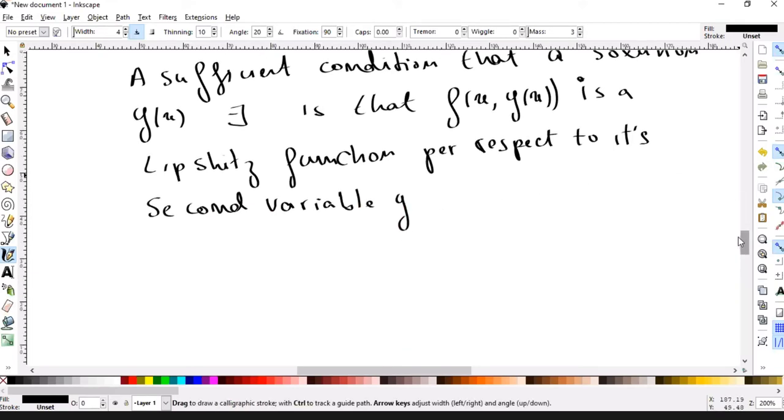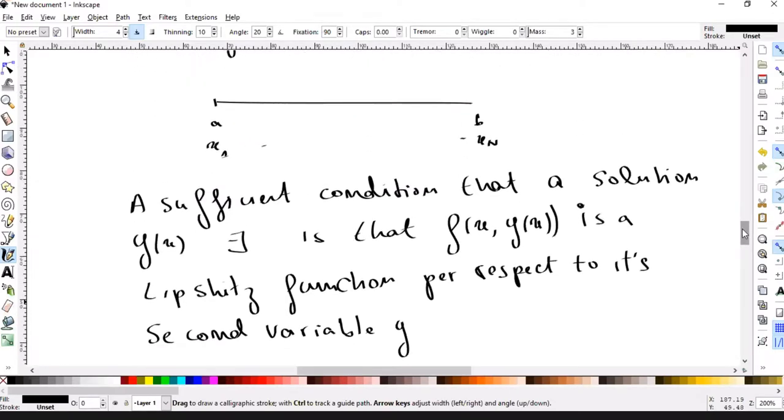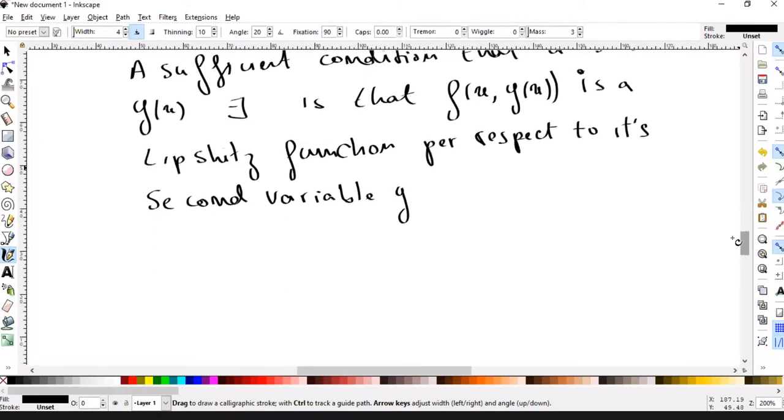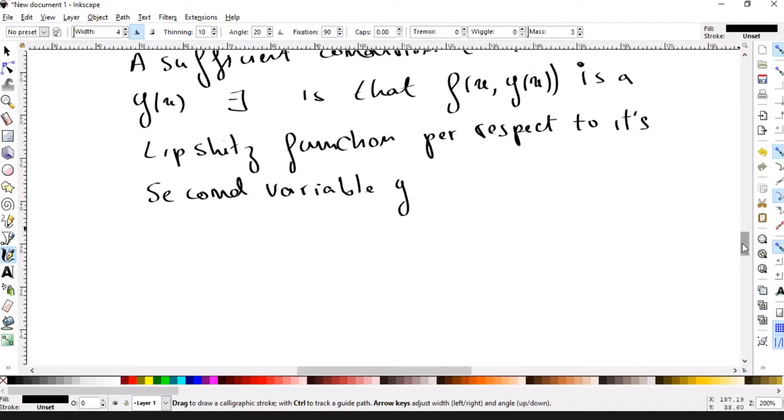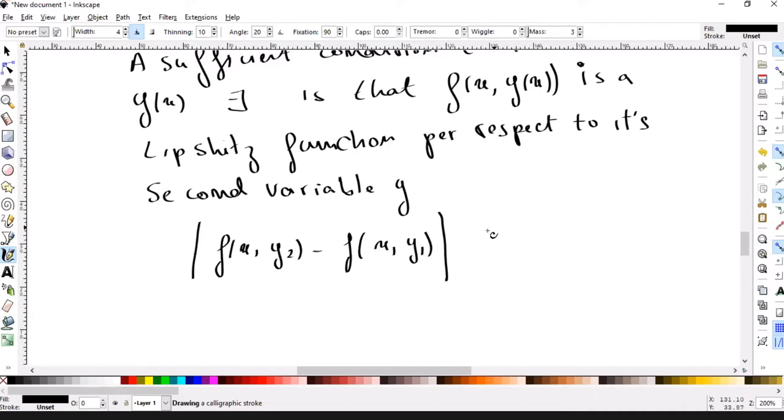What does Lipschitz function mean? We defined before what a Lipschitz function is when we defined the contraction, and we said that the contraction is a Lipschitz function with a constant k or L that is inferior to 1. So a Lipschitz function means that |f of x, y2 minus f of x, y1|, here it's Lipschitz with respect to the second variable y, must be inferior or equal to some quantity L times |y2 minus y1|.